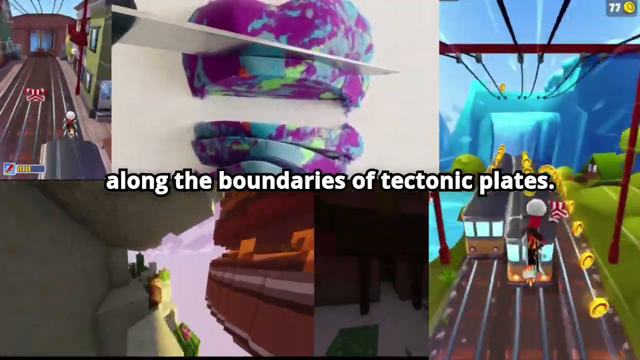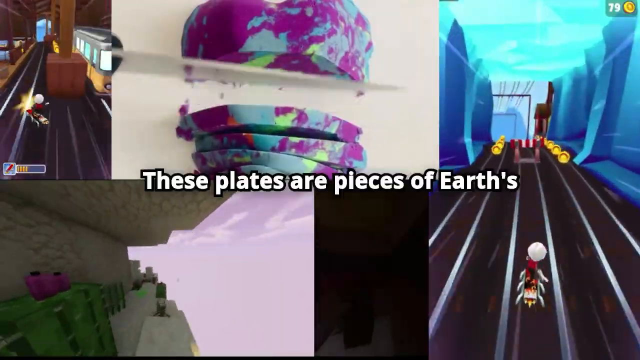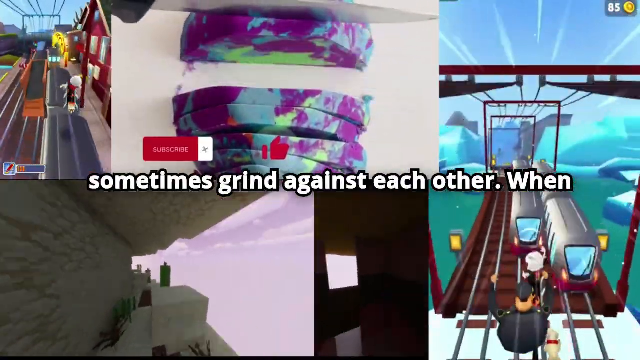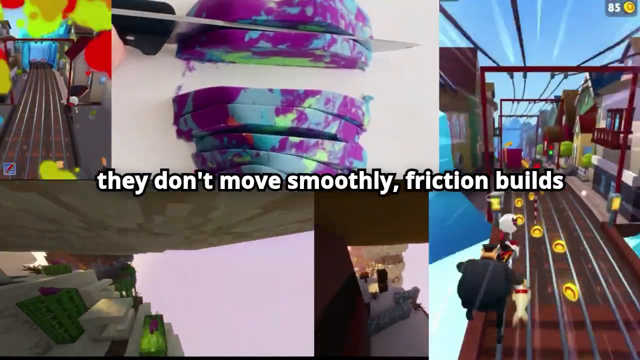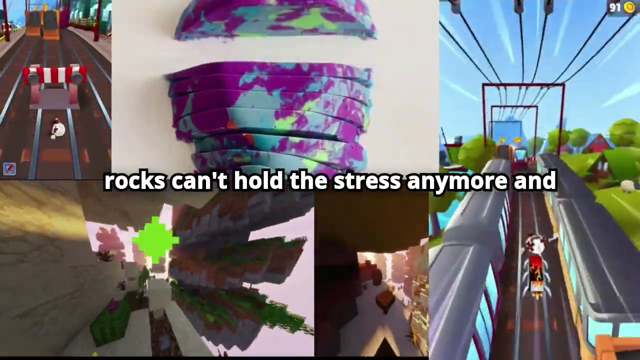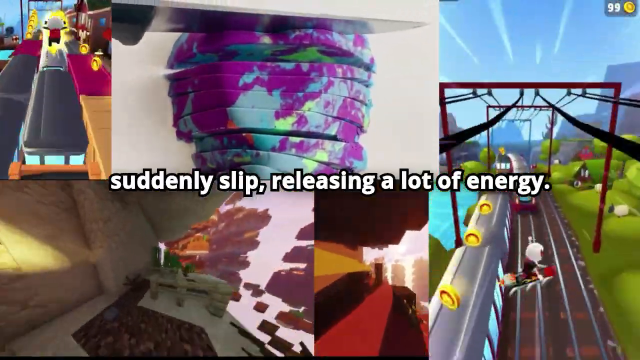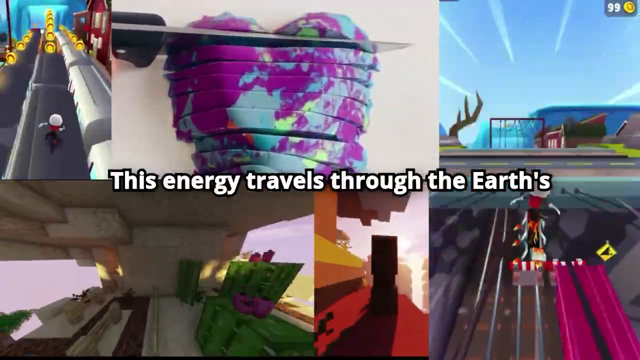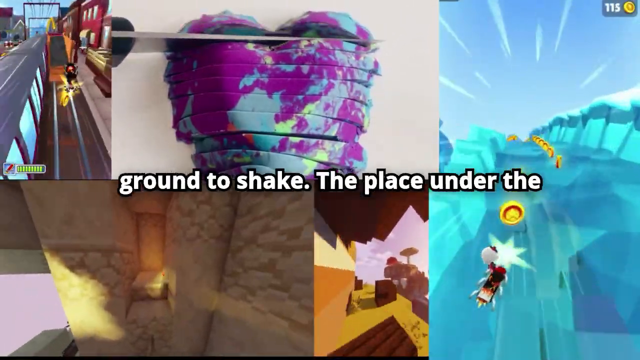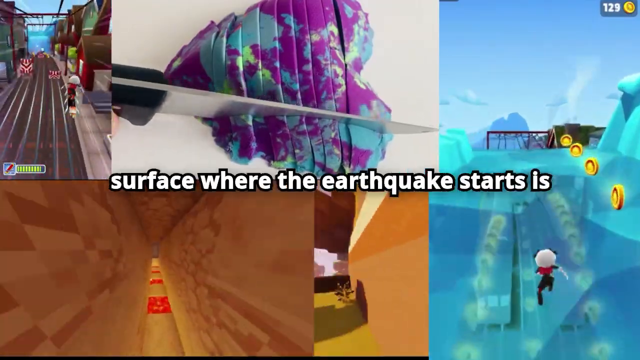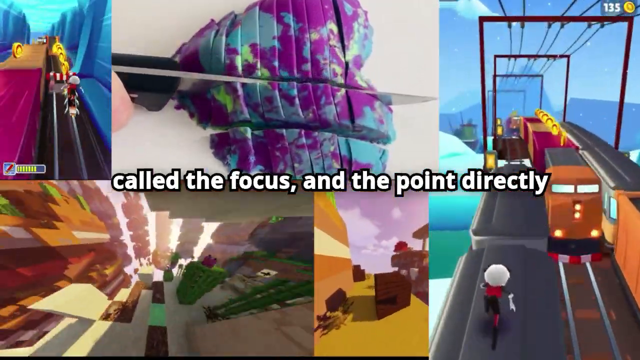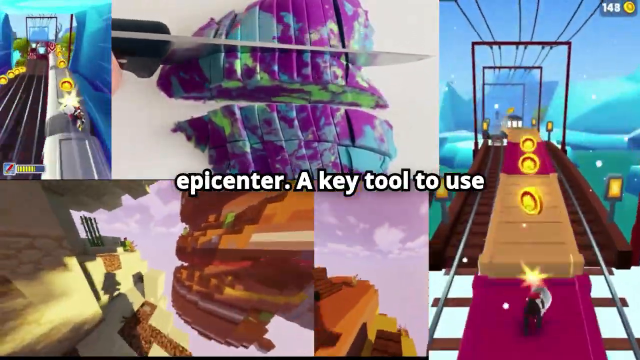Earthquakes usually happen along the boundaries of tectonic plates. These plates are pieces of Earth's lithosphere that slowly move and sometimes grind against each other. When they don't move smoothly, friction builds up and causes stress. Eventually the rocks can't hold the stress anymore and suddenly slip, releasing a lot of energy. This energy travels through the Earth's interior as seismic waves, causing the ground to shake. The place under the surface where the earthquake starts is called the focus, and the point directly above it on the surface is called the epicenter.